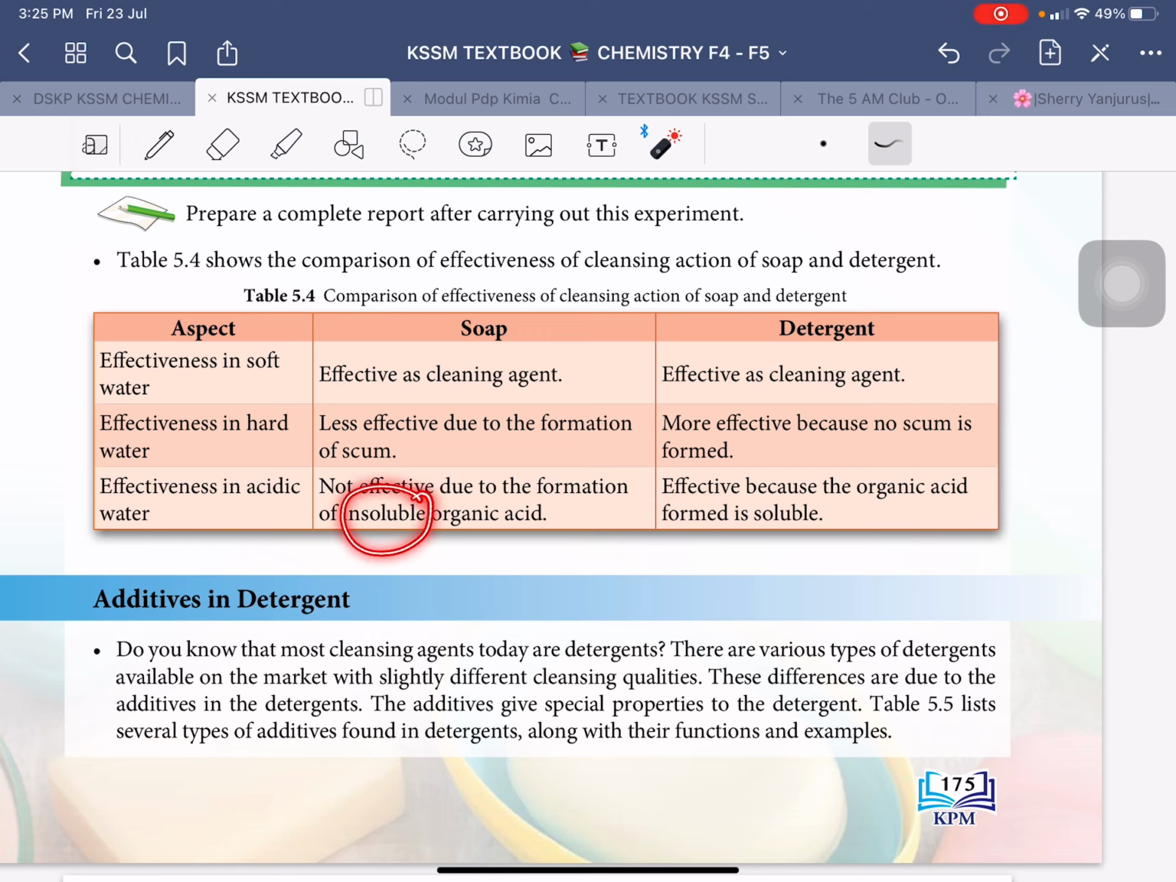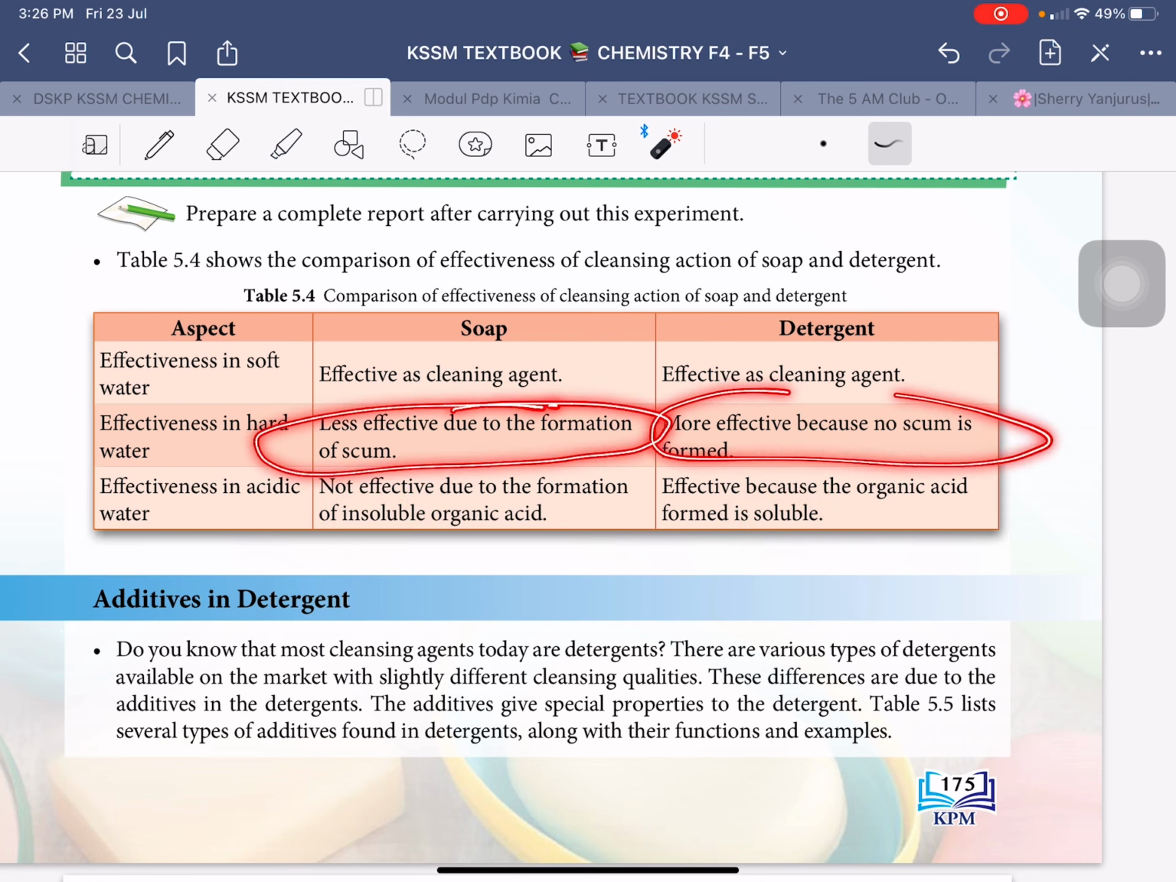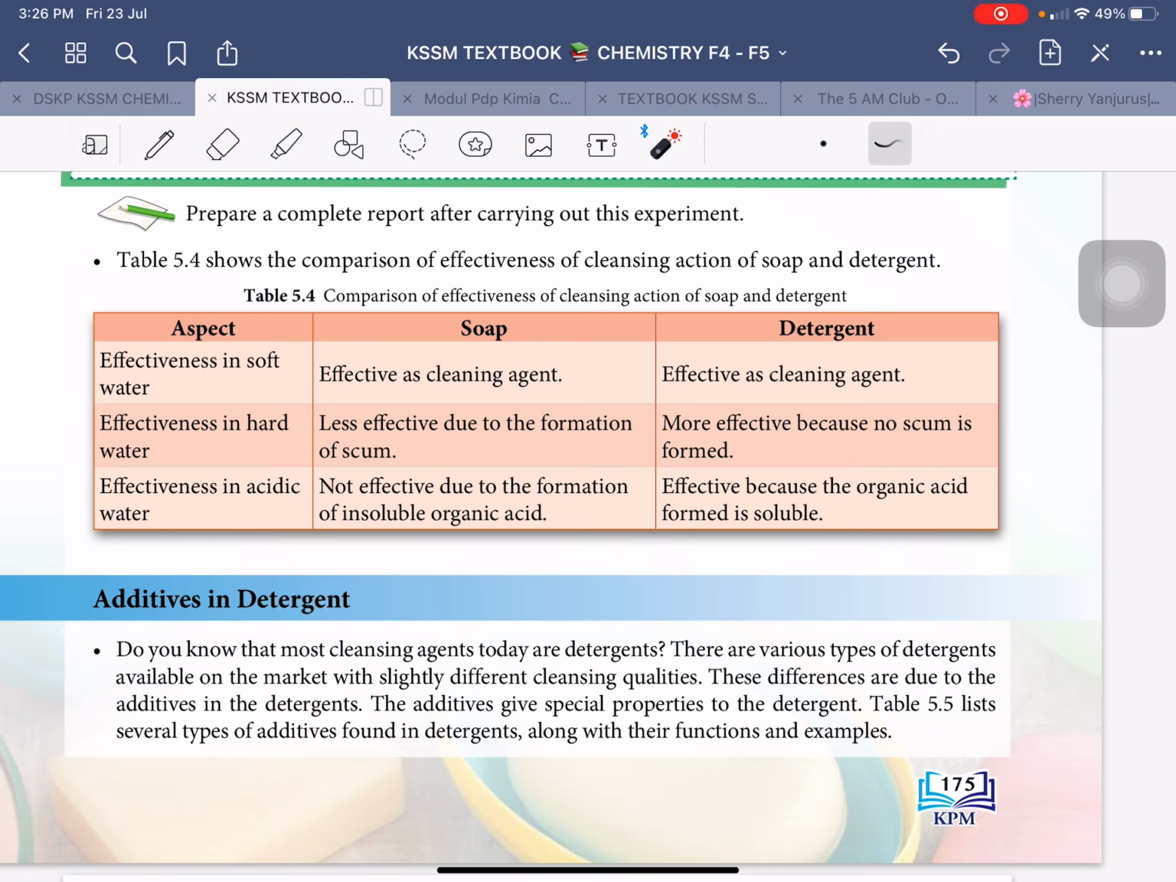Satu is going to form the insoluble one, and one is going to form the soluble. Dua-dua akan membentuk organic acid. Satu insoluble, satu soluble. Sama jugalah, because of this will form scum and this one will not form scum. So that's all lah. You need to understand those two only, the soap and detergent and their effectiveness.